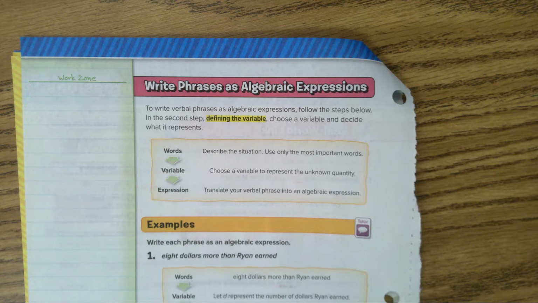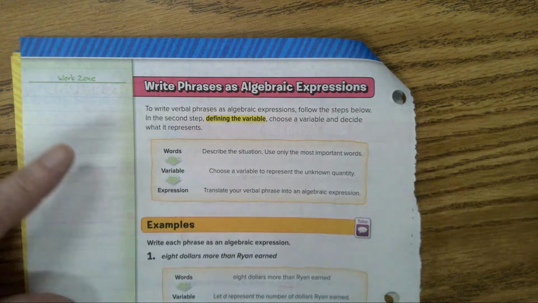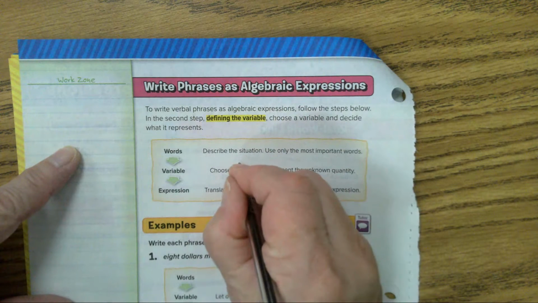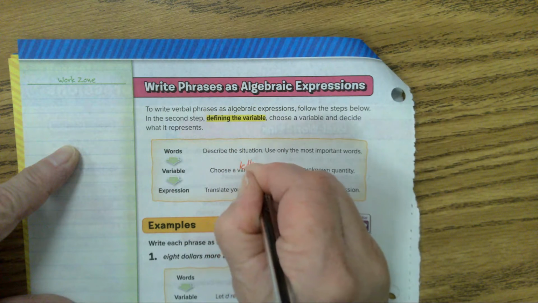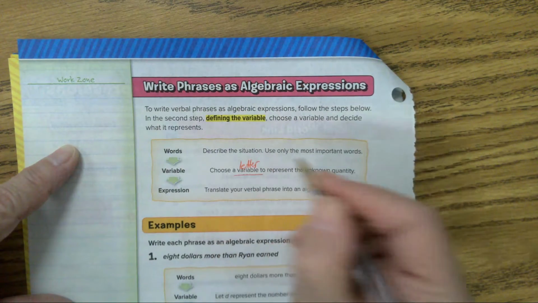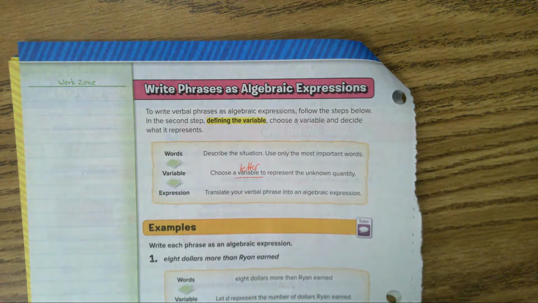Okay, so words. Describe the situation. Use only the most important words. Variable. Choose a variable to represent the unknown quantity. Now, a variable is a letter, okay? Usually it's an X, a Y. That's what a variable is, a letter. Expression. Translate your verbal phrase into an algebraic expression. All right, let's get going on this.